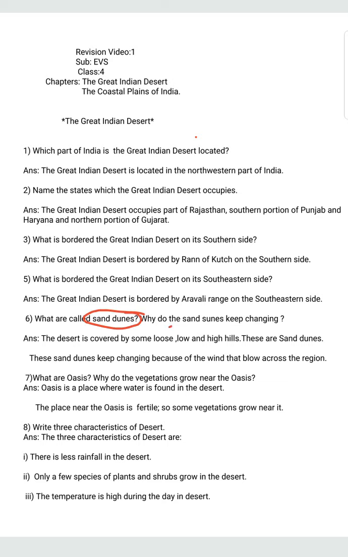Then it asks why do the sand dunes keep changing?